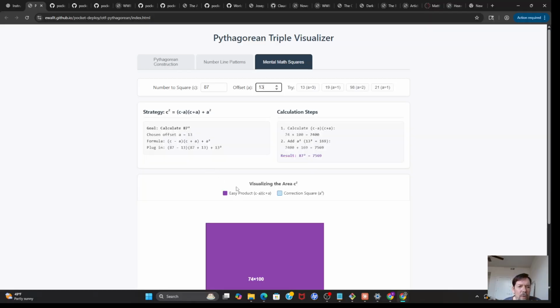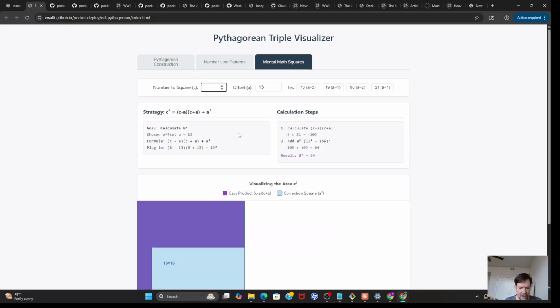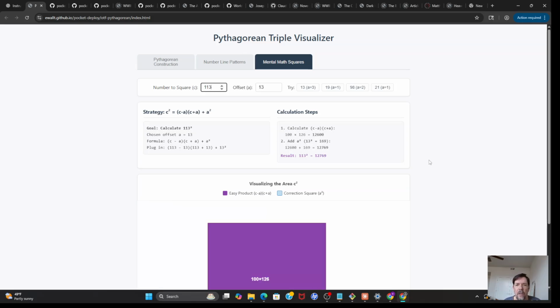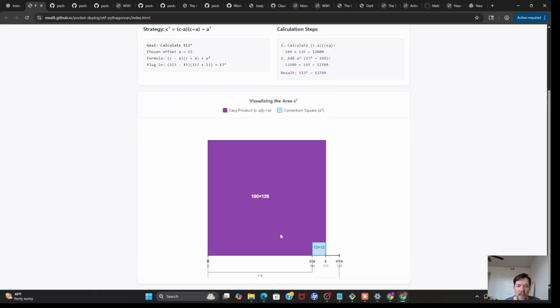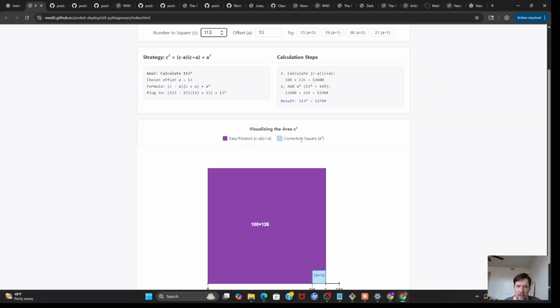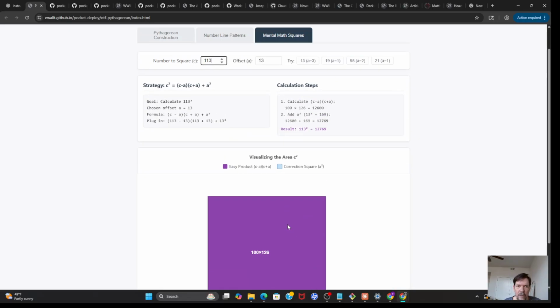Now, I think this will do 3-digit numbers. I don't know why it wouldn't. So let me show an example with 3-digit numbers. Let's say I want to do 113 squared. Okay. And so I can do the same thing. I can do 100 times 126, 12,600, and add 13 squared, 169. And then I get 12,769. So if you get the 2-digit numbers down cold, then you can do any 3-digit number pretty quickly.